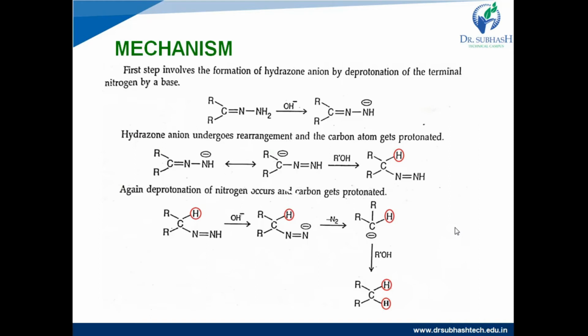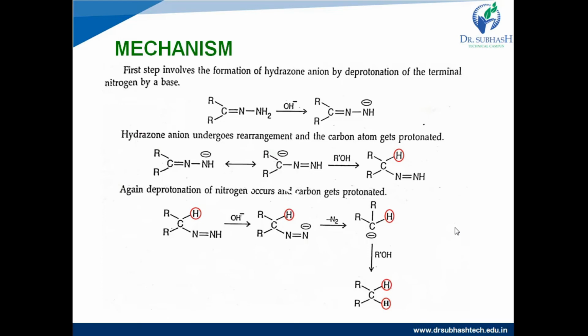Now in the next step, the anion undergoes rearrangement and the carbon atom gets protonated. The first step is rearrangement. Rearrangement of the pi bond and free electron occurs. See, there is a double bond between carbon and nitrogen. That pi bond moves between the two nitrogen atoms as a double bond, and simultaneously the electron of the nitrogen moves towards the carbon and forms a C minus carbanion. Now this carbanion undergoes protonation with the help of a protic solvent.